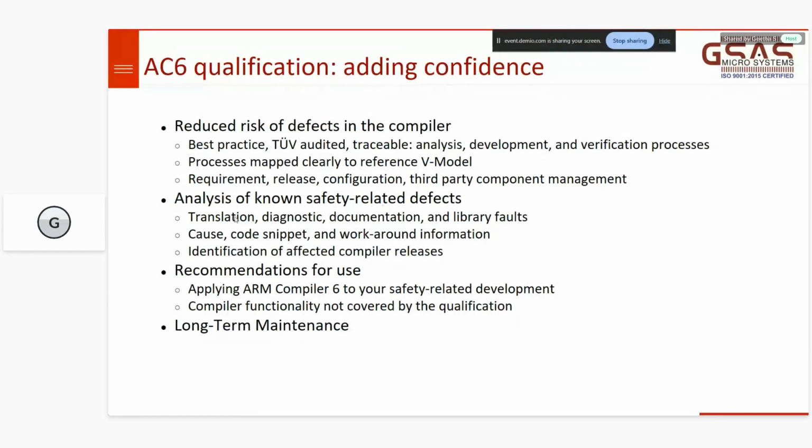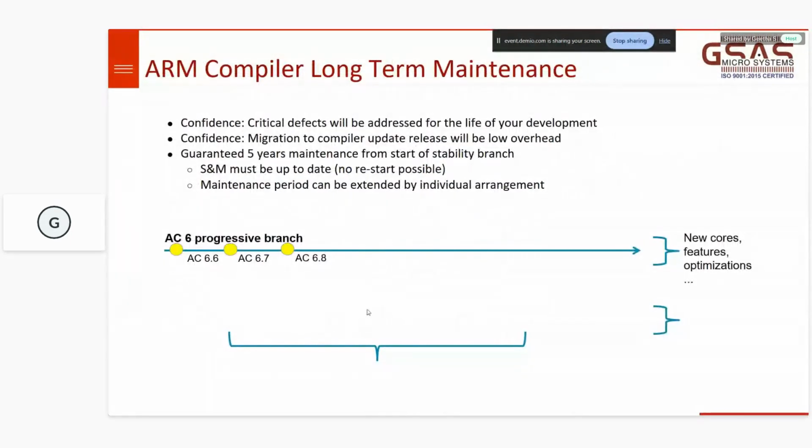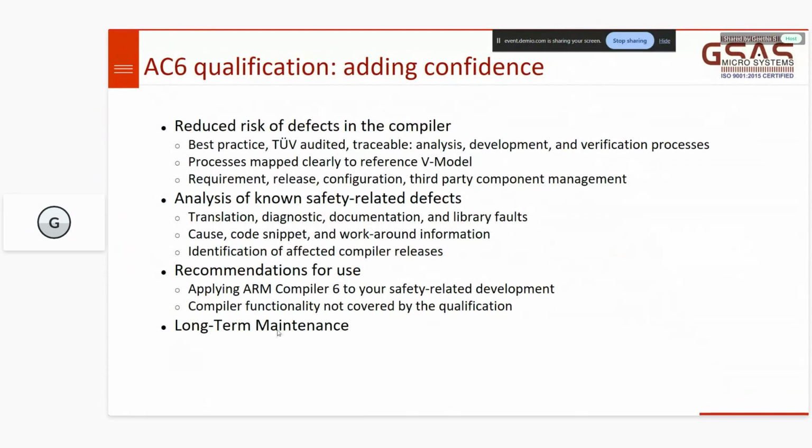And you can also do analysis of the known safety related defects. Suppose if you find any issue in the compiler, suppose you're working on compiler 6.6, you found some bug in the compiler, so you can reach out to ARM team and they'll give you a patch or they'll give you a workaround which you can use for your application. It also has been backed up by long-term maintenance.